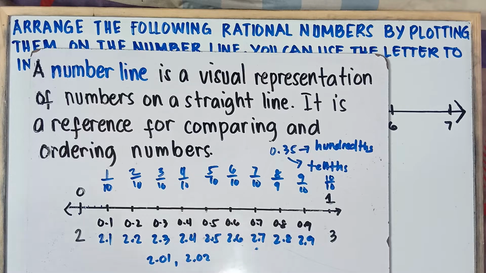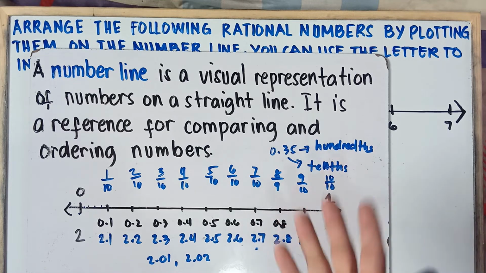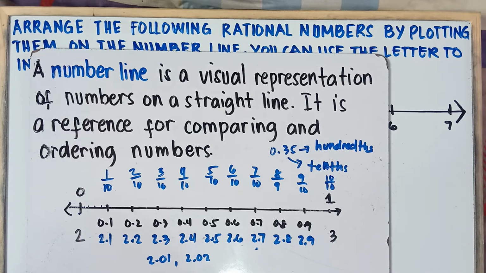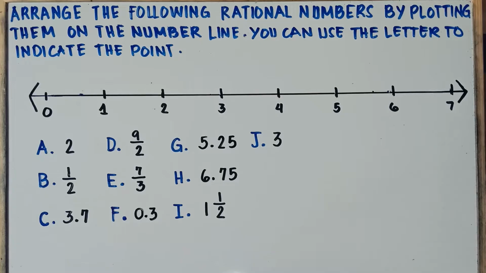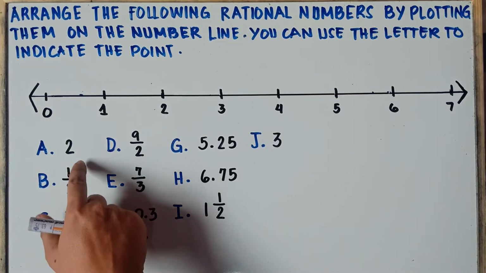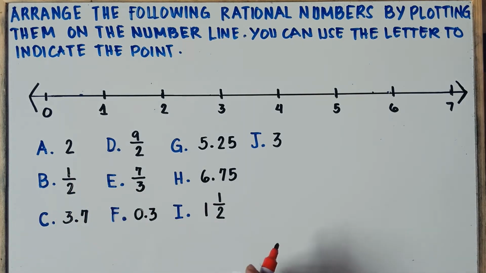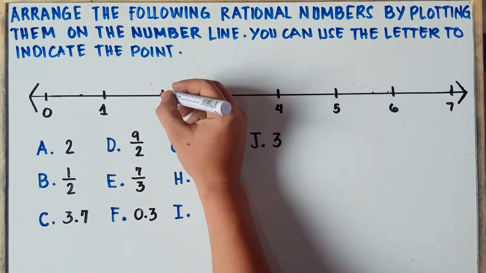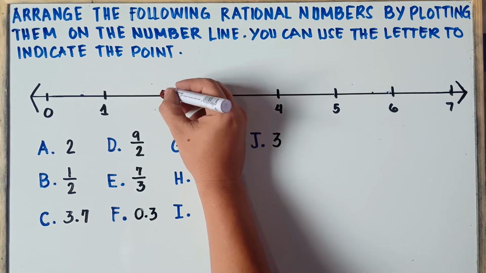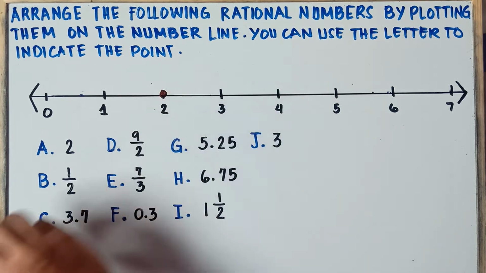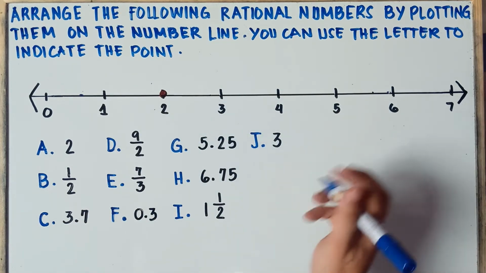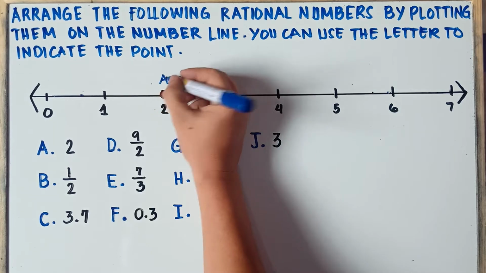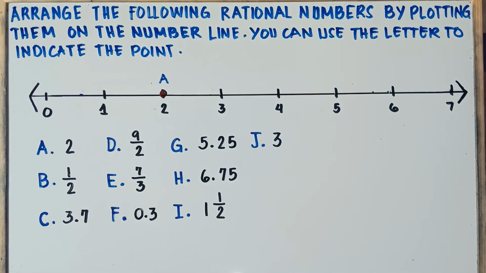So if you understand this, class, for the number lines with regards to the following decimals, we will be arranging the following rational numbers, class. Alright, so let's start. We have given A, that is 2. So therefore, if it's a whole number, class, it's easy for us to locate it on the number line. So 2, this is 2. Therefore, this is our point, and we can label this using the letter. So this will be A.